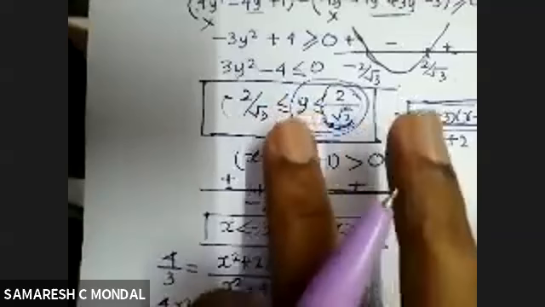I repeat again. So now how to find out the range? This means this is not the total range. That is something which is not included in the range. Obviously 2 by √3 is not included in the range. So there may be some other values also.